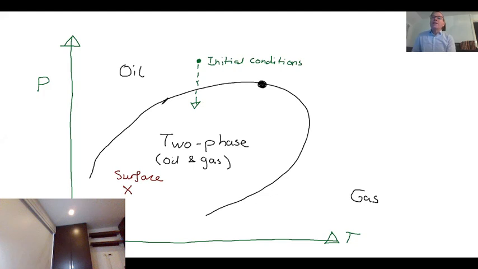Now, what you're going to find is what happens when we go from a single phase, so we have oil existing in the reservoir, in the pore space of the rock. When we cross this line, it's called the bubble point line.